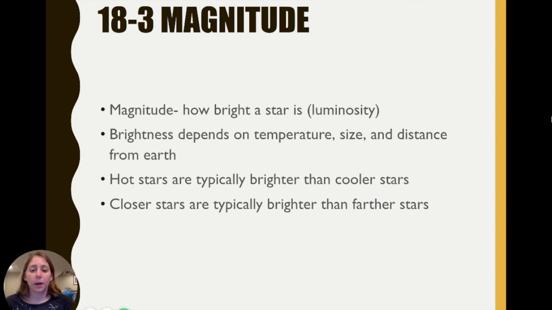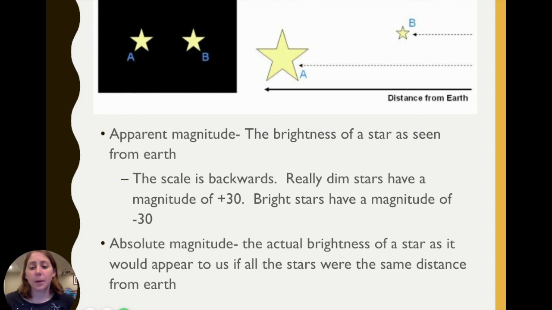Magnitude is how bright a star is. The term luminosity can also be used, so you might see the term luminosity in replacement of magnitude. Brightness is going to depend on the temperature of a star, so typically the hotter the brighter. The size, typically the bigger the brighter. And the distance away from the Earth, the closer the brighter. Hot stars are typically brighter than cool stars, and closer stars are brighter than stars that are farther away, typically, not always. So we're going to have two different types of magnitude, different types of brightness.